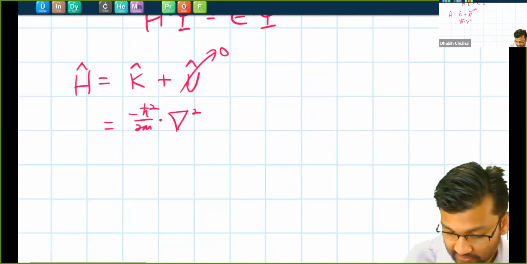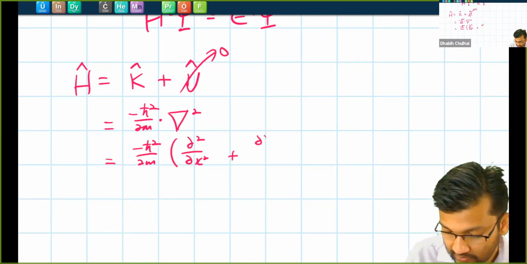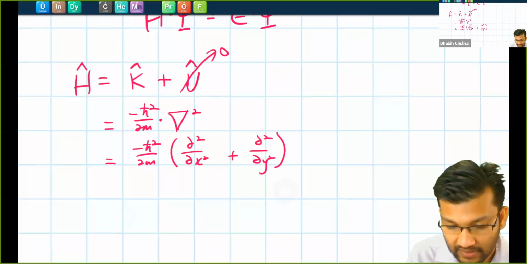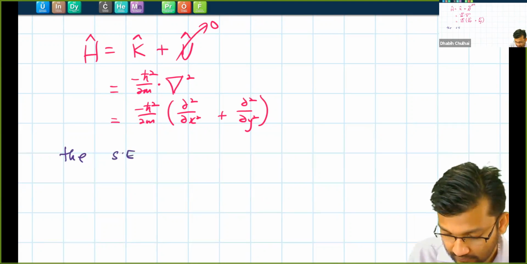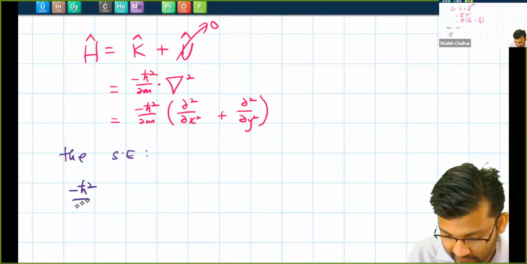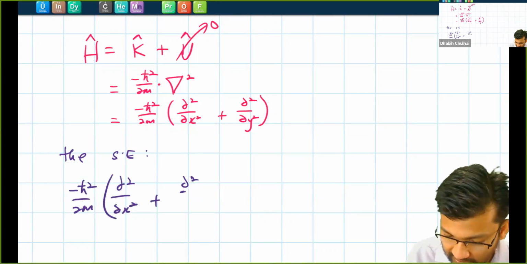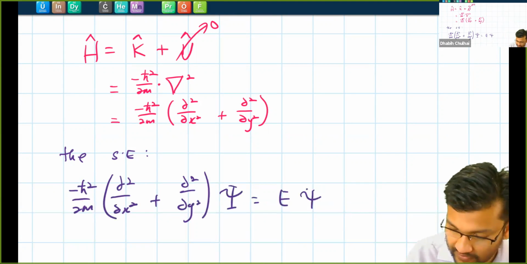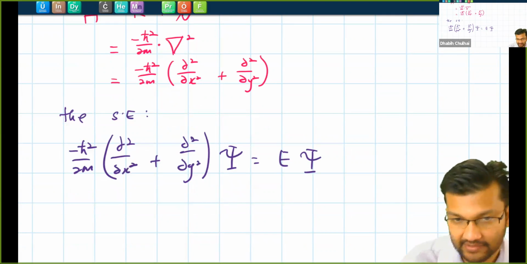So this nabla squared, if we want to write it out explicitly, would be d squared dx squared plus d squared dy squared. So that's our h bar. So if we write out the entire Schrodinger equation, it's going to be negative h bar squared over 2m, d squared dx squared plus d squared dy squared, times the wave function is equal to the energy times the wave function. And now we need to find what wave function satisfies this equation.